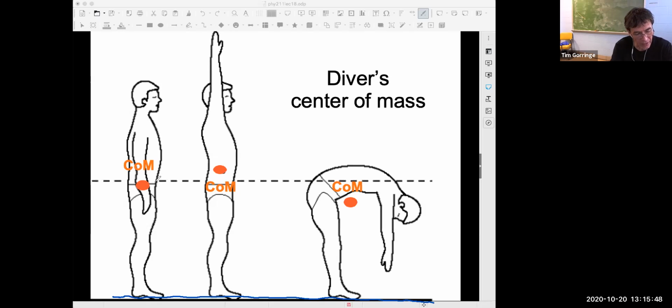Here's the diver just standing straight up. And the center of mass, sort of the average position of the diver's mass, it's somewhere here. I put my arms in the air, right? I've increased the average height of my mass. And so my center of mass has gone up.